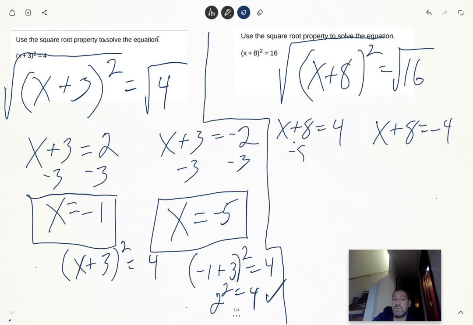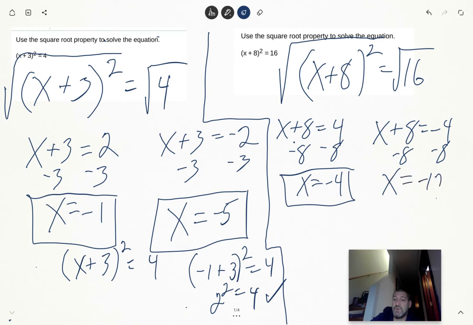So now just to solve for x on both sides, we subtract 8 and get x is equal to negative 4. And then on the right side, subtract 8 from both sides, and we end up with x equals negative 12.